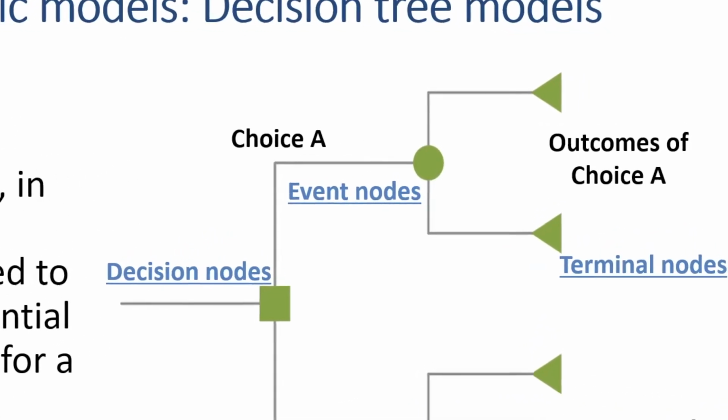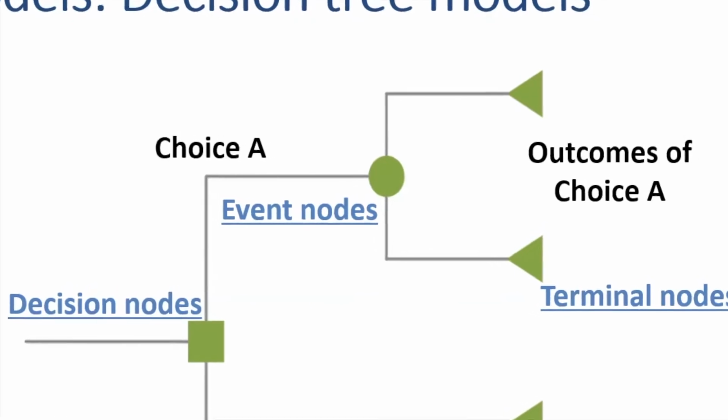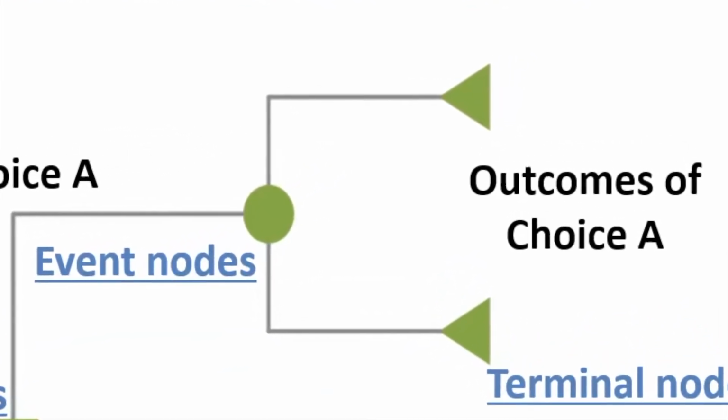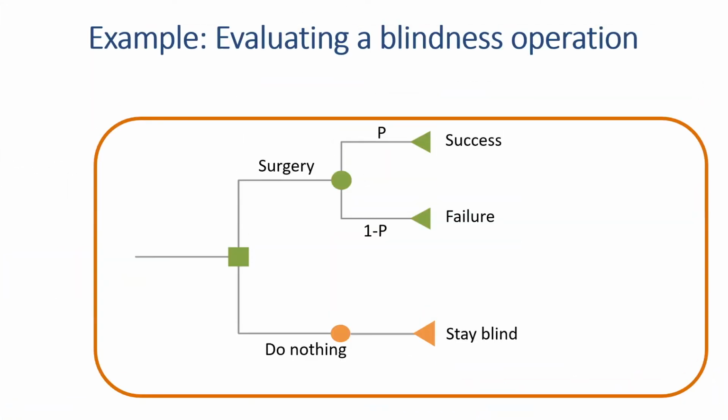The endpoints of each pathway are denoted by these triangular terminal nodes, and this is where the outcomes, such as the costs and health benefits, are assigned. Let's look at this with an example, considering a blindness operation. The decision is taking the operation or doing nothing. The event is the surgery itself, or for the do nothing arm, no surgery. And there's a probability of the surgery being successful and a probability of it failing. And these have different outcomes associated with the terminal nodes.